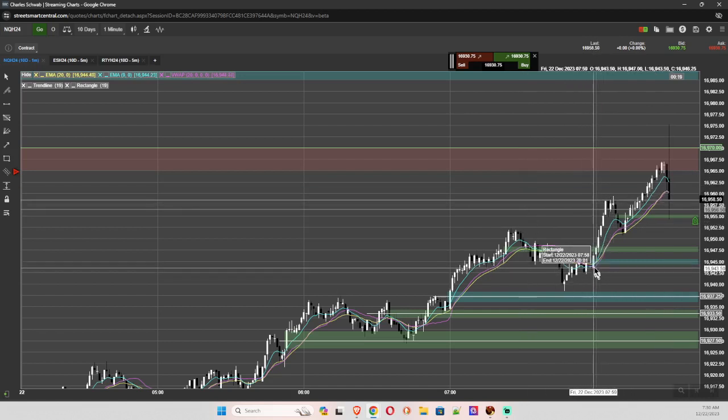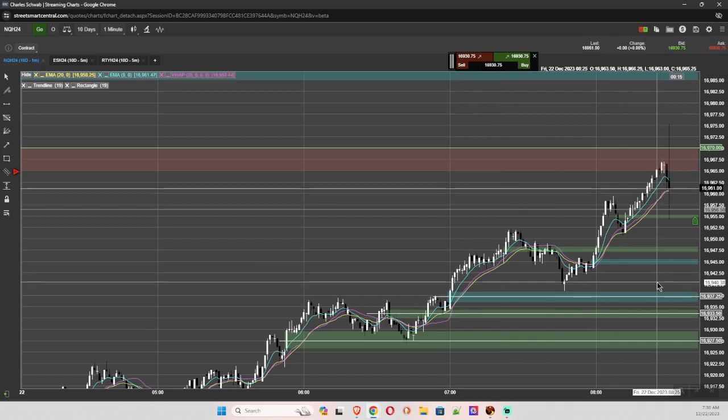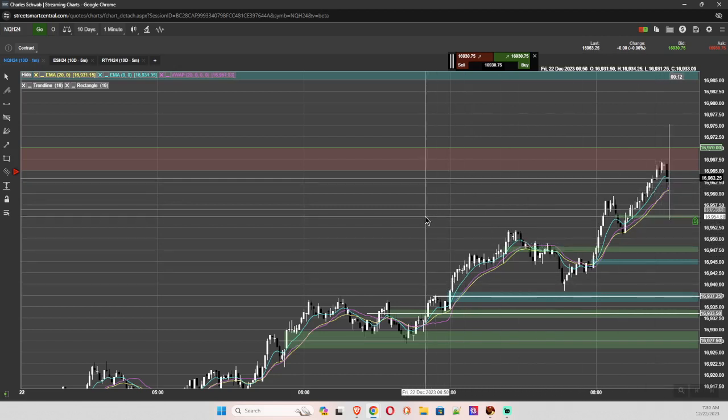These blue ones are bullish fair value gaps that have not hit yet. I expect sometime today they probably will.